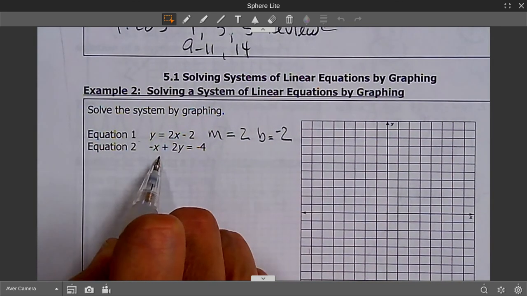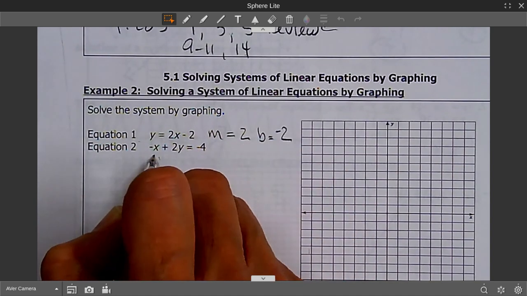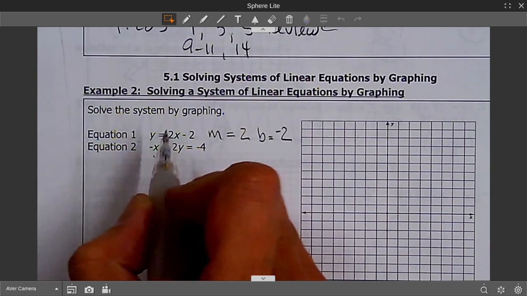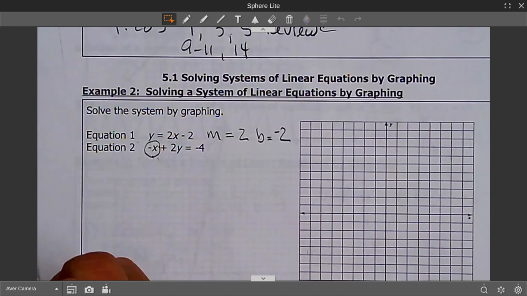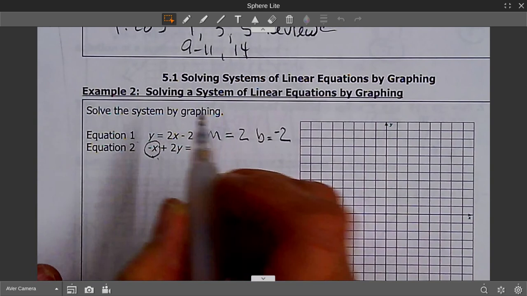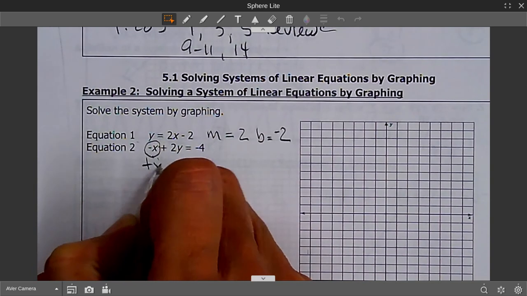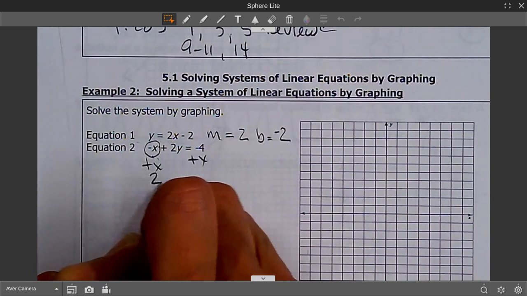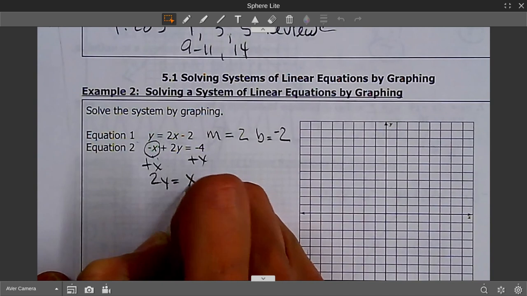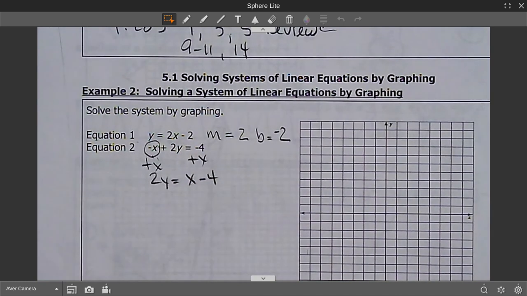Is this one in the right form? Does it say y equals? No, so we got to change it. The first thing that you're always going to do is move your x. So I have a minus x here. The opposite is to add x. So I have 2y equals x minus 4. I want to keep that x in front.